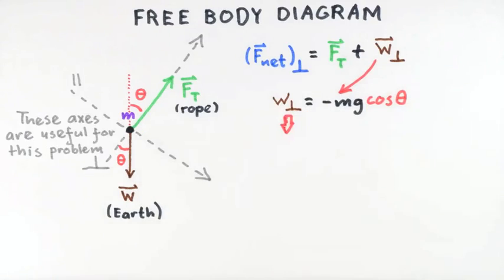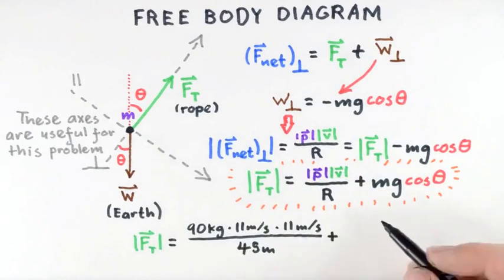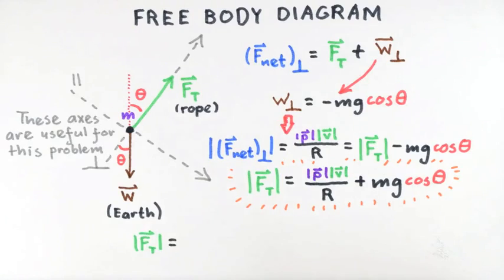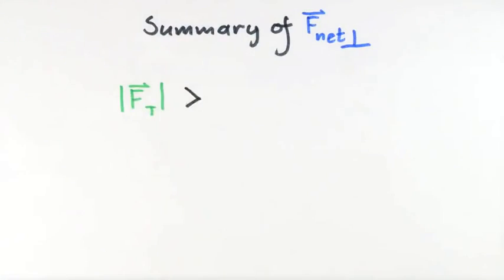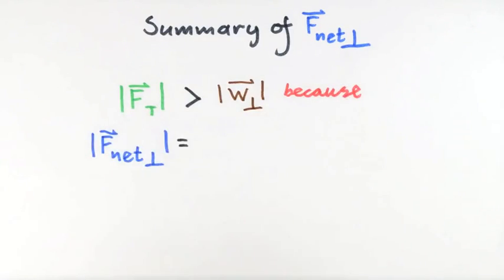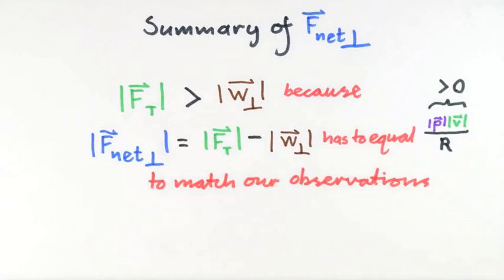Now, from observing the motion, we know both the magnitude and the direction of F net perpendicular. So we have only one unknown, the tension force, so we can solve for that. We can summarize this result by saying the tension force has to be larger than the weight component along the perpendicular direction because it has to be larger by just the right amount to give the F net perpendicular needed to cause the climber's trajectory to curve in just the way we observe.